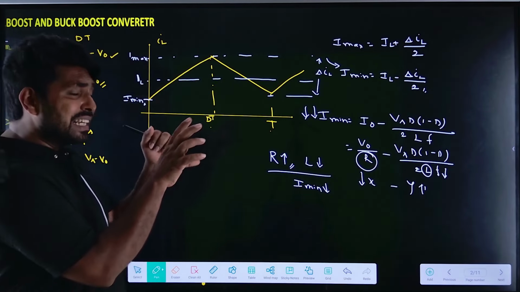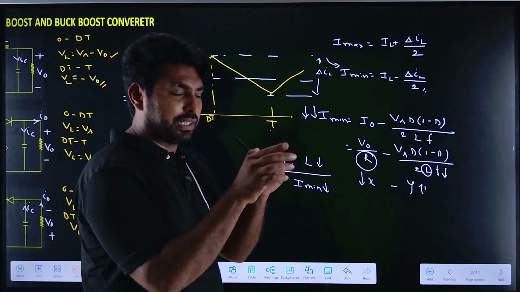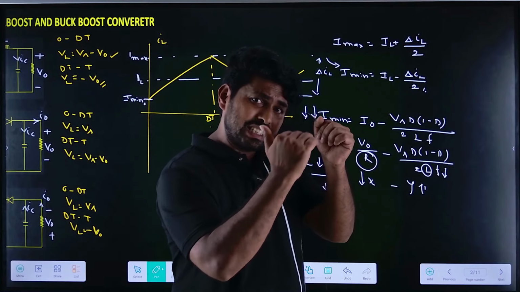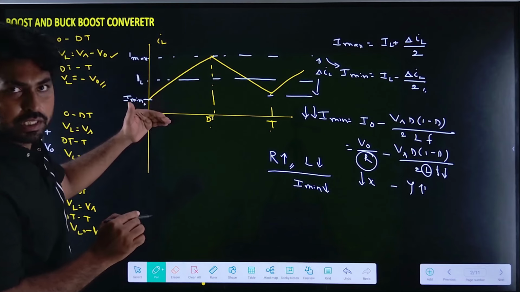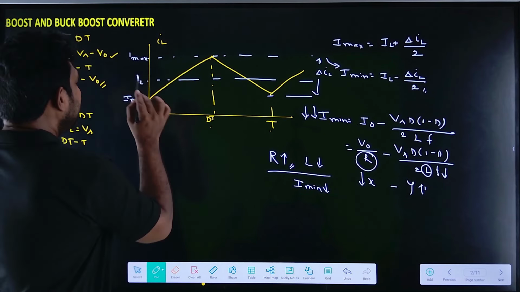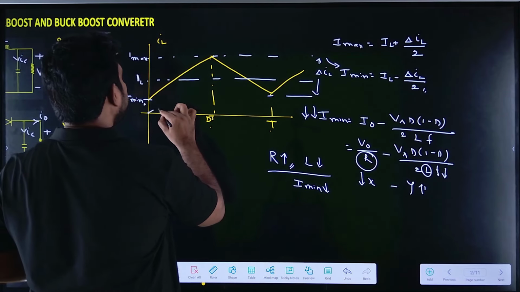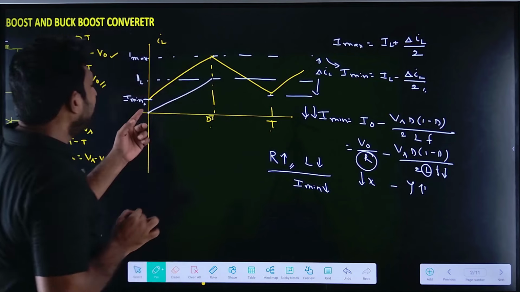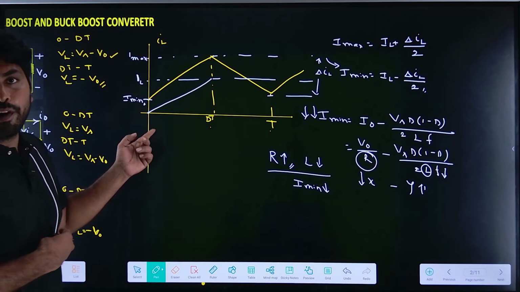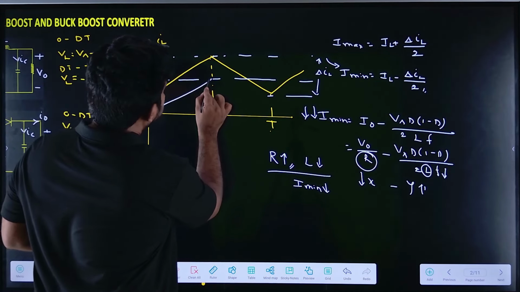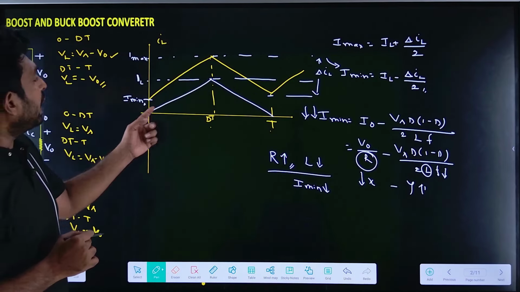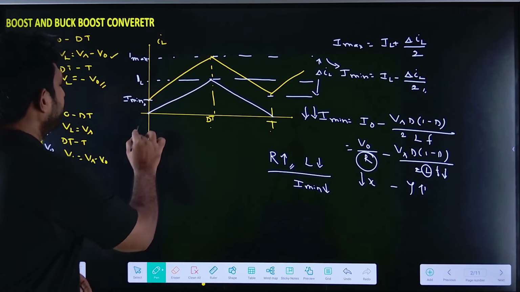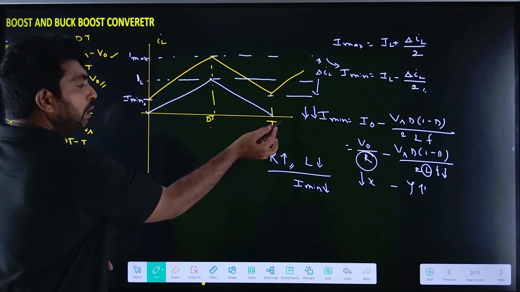Let us take one parameter. If I decrease the inductance, what is happening? The I minimum will be reduced. At some point, the I minimum will attain 0. Let me represent it with the white color. At some point, it will be like this.